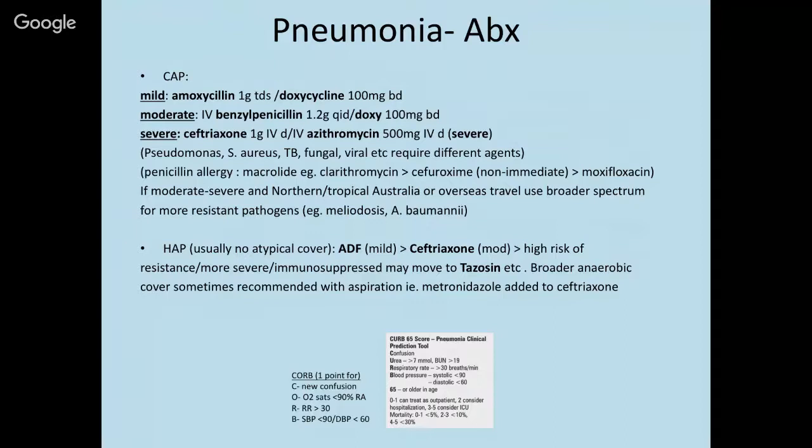Hospital-acquired pneumonia is a little bit different. So the two things: we don't really consider atypical bugs. I don't know whether they could still get Legionella in the hospital, air conditioning or something, but they don't usually consider cover for atypical. And the other thing is you're much more likely to get resistant bugs in the hospital. So you're going to go broader spectrum.